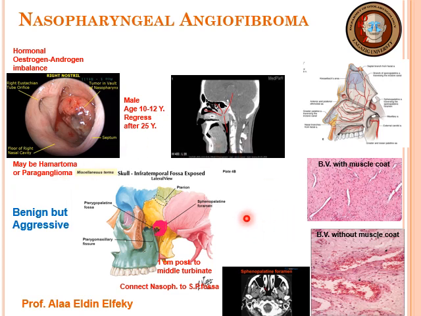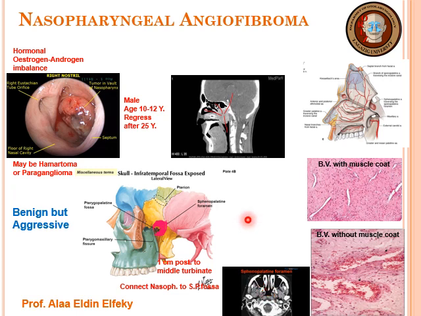What is the origin of this tumor? It arises from the region around the sphenopalatine foramen. What is the sphenopalatine foramen? It is a foramen connecting laterally the nasopharynx to the sphenopalatine fossa. How can we find it? It is about 1 centimeter posterior and slightly inferior to the middle turbinate. This is the sphenopalatine foramen in the CT.